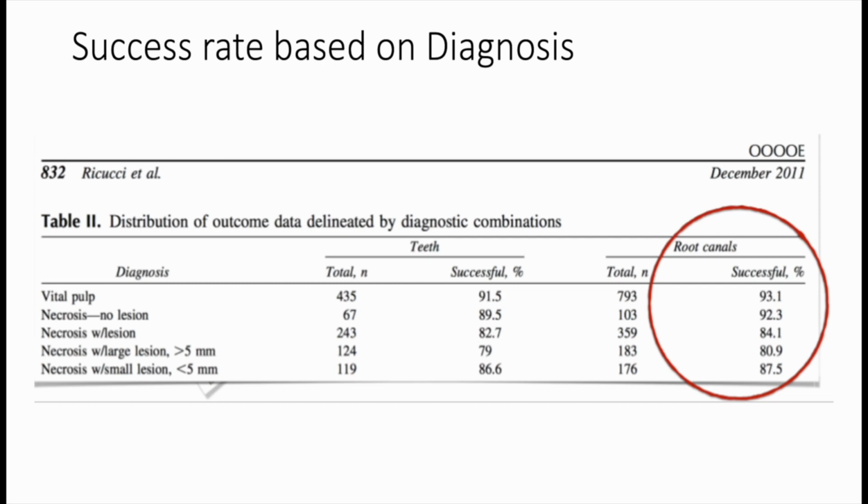This is a very big systematic research, and the board exams might want you to know this research, but the answer is pretty simple. If it's a vital tooth and you are doing a root canal treatment, definitely the chances are higher compared to if there is a periapical lesion or a cyst, or if there's a periapical abscess or some kind of abscess already occurred down in the periapical area, then definitely the root canal treatment outcome would be much lower.